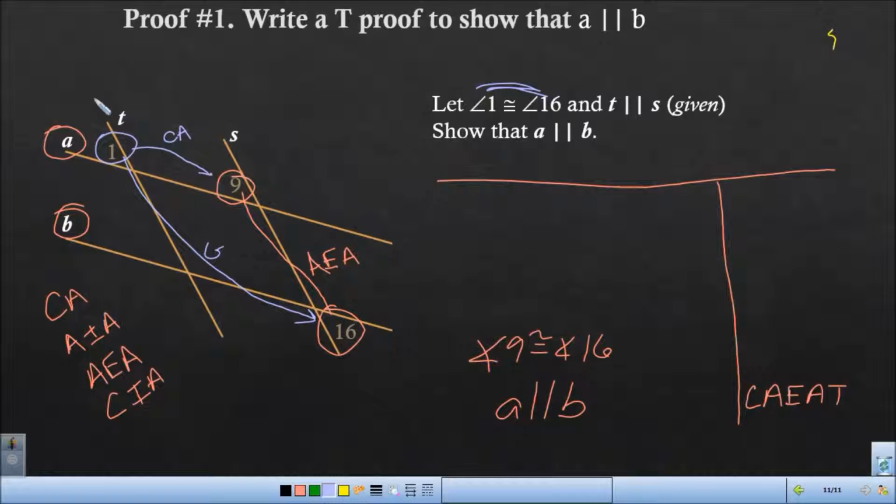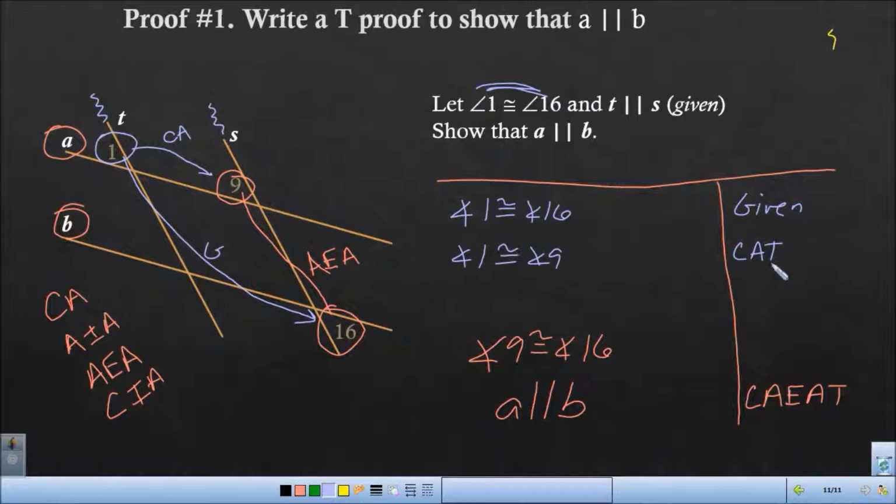And T is parallel to S. That means 1 is congruent to 9. So I can build the connection through these blue lines. I can say that angle 1 is congruent to angle 16 because it's given. And then I can say that angle 1 is congruent to angle 9 because of the corresponding angles theorem.